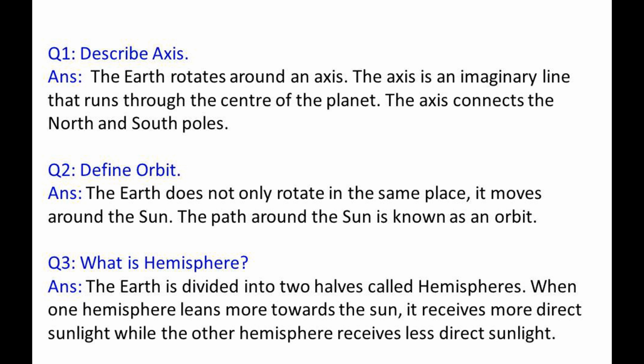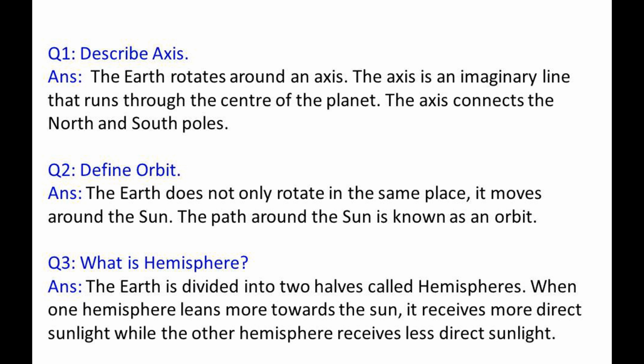Question 2. Define orbit. Answer. The earth does not only rotate in the same place, it moves around the sun. The path around the sun is known as an orbit.